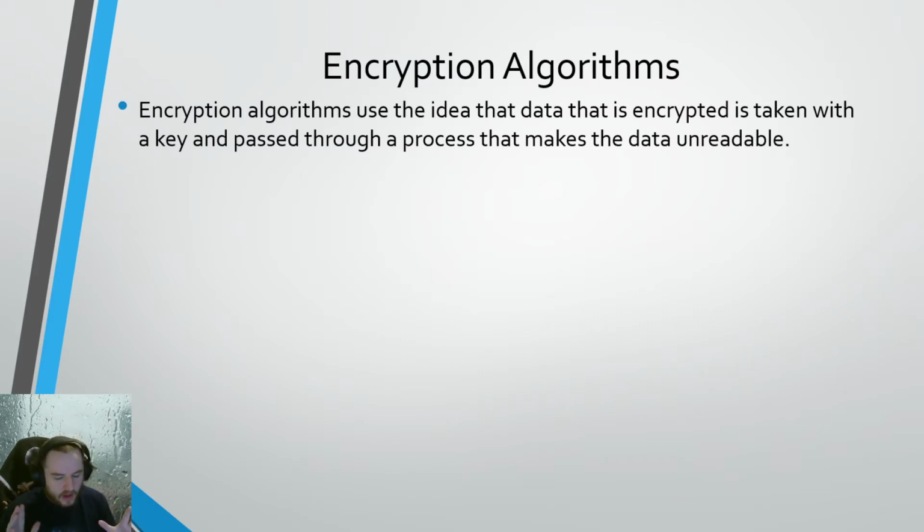Now, a lot of encryption algorithms have data that's encrypted, but it uses a key. The key is used for encryption and decryption. So you encrypt data using the key, you send the key along with the data, and then somebody can unlock it.